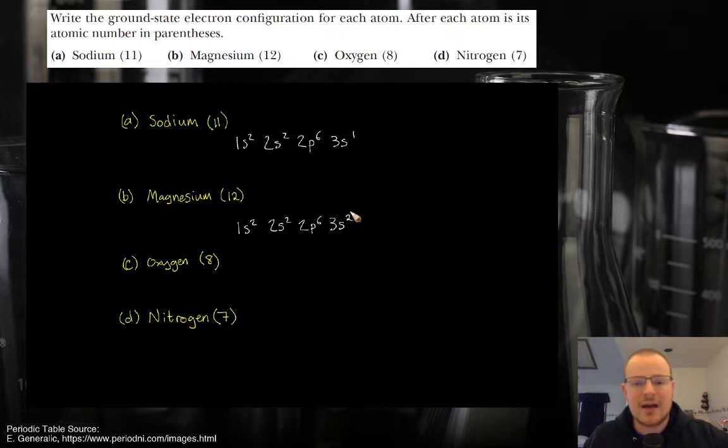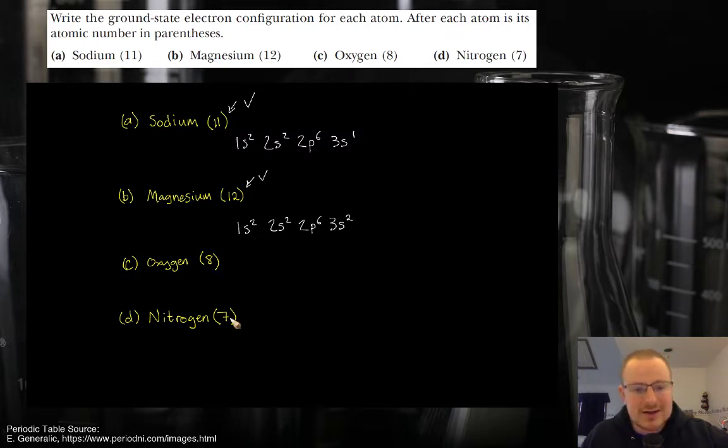These should add up to the atomic number. So we add 2 and 2 is 4, 4 and 6 is 10, and 10 and 1 is 11. So the atomic number matches up. Same here, we do 2 and 2 is 4, 4 and 6 is 10, and 10 and 2 are 12. So it matches up with the atomic number of magnesium.